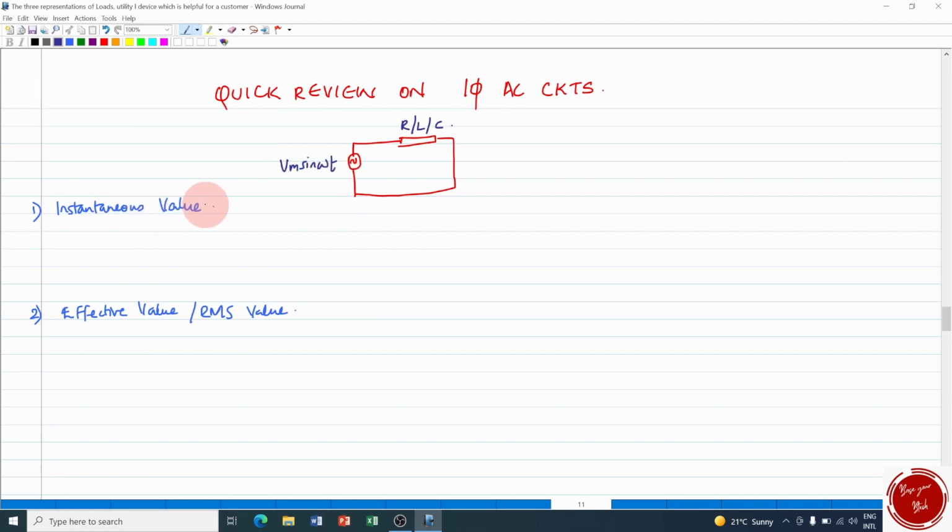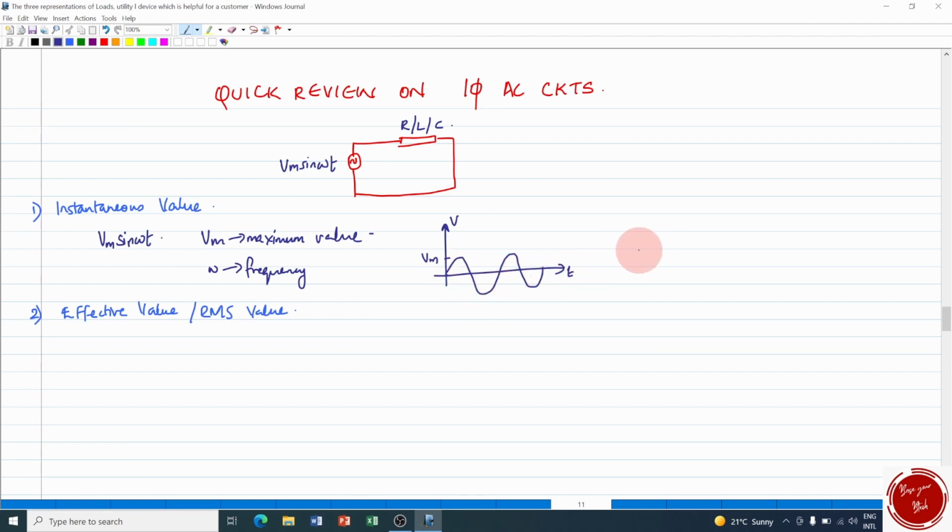This is the instantaneous value of voltage, that is Vm sin omega t. We can infer many things from here. Vm is the maximum value of your voltage which is given to the circuit, and omega is the frequency of the AC signal. If this is the graph of the sinusoidal wave, this indicates the maximum voltage Vm, and this constitutes one cycle, and the number of cycles per second will give you the frequency.